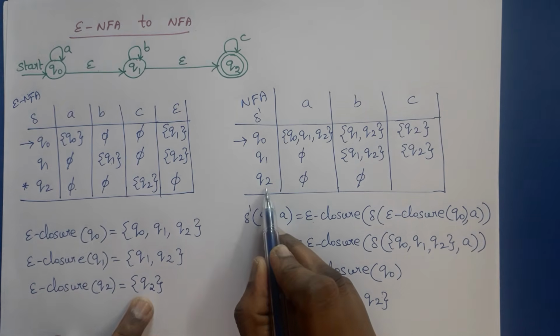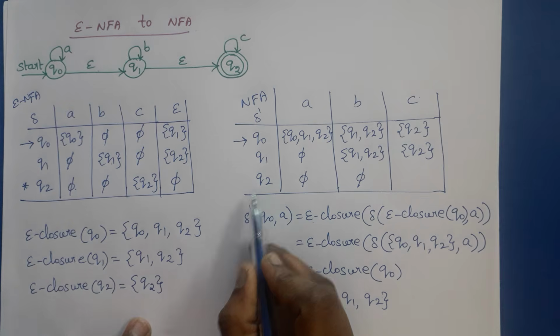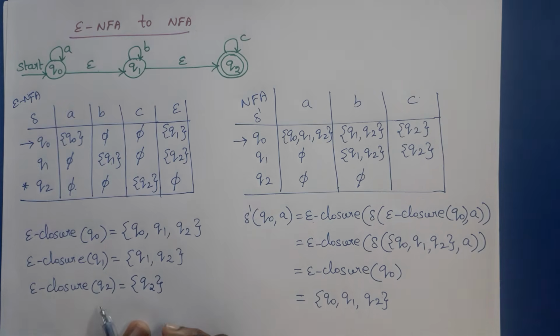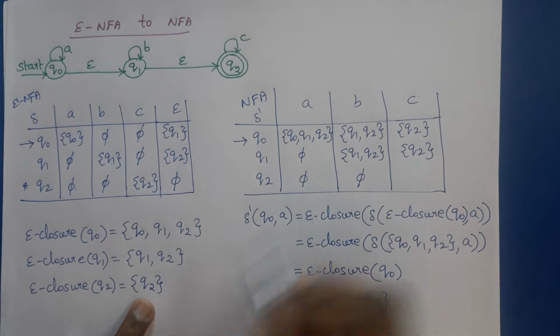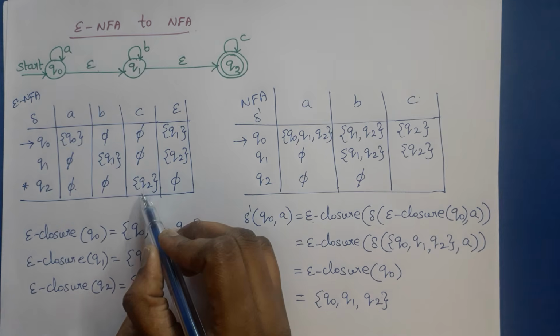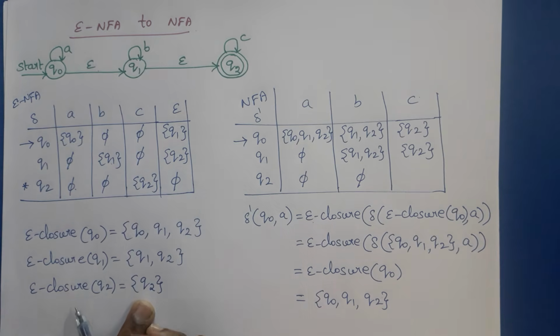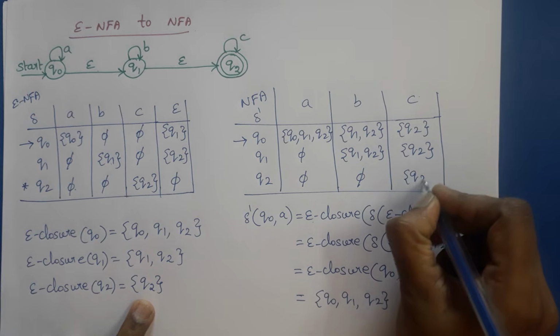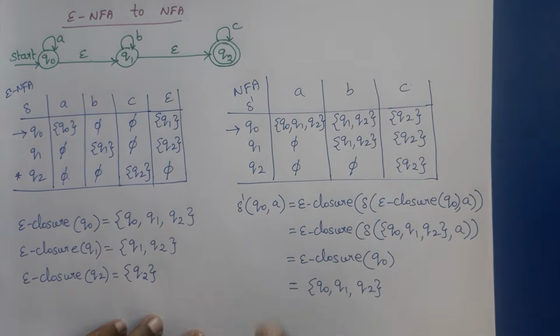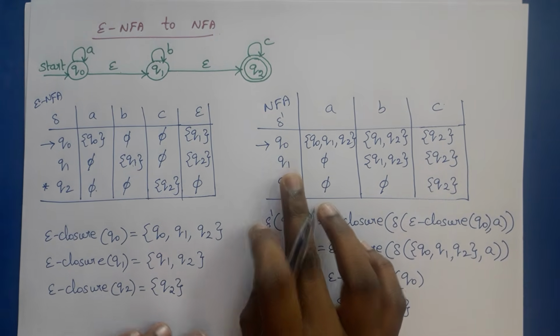Then to find delta dash of Q2 comma C, we first find epsilon closure of Q2, that is Q2. Then Q2 comma C is Q2. Again we need to find epsilon closure, so epsilon closure of Q2 is Q2. So this is the NFA transition table.